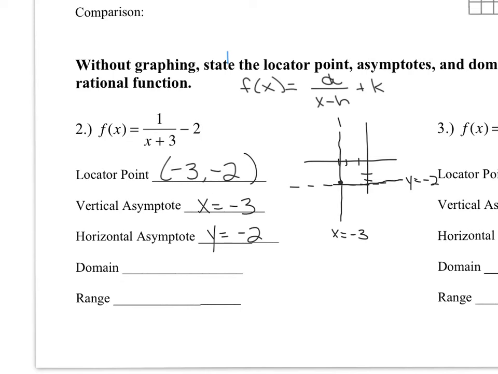And then I'm just going to sketch this in. It doesn't say sketch it, but I'm going to sketch in what it would look like. It would look something like this, just so we can find the domain and the range of this. So the domain for this one is negative infinity to negative 3. That's where that break is vertically. Union negative 3 to infinity. And then the range from the lowest to the highest is negative infinity to negative 2. That's the y value of the locator point. Union negative 2 to infinity.